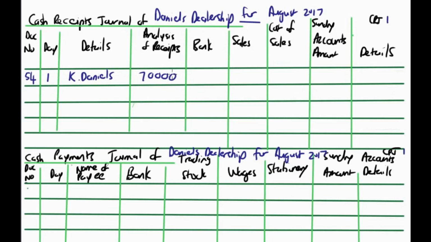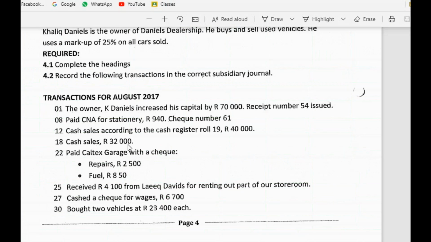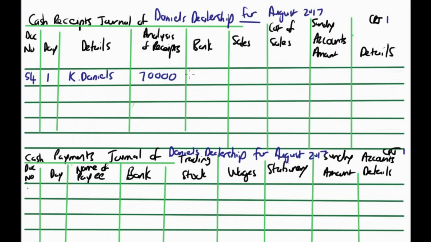Now what's important is to go have a look over there on the 1st and see, did we receive any other money on the 1st? No, we didn't receive any other money on the 1st. So all we would do is that 70,000 Rand would go into bank as well. And then by sundry accounts, we're going to put 70,000 because that wasn't a sale, remember? And then here we're going to just write down the name of the account that's involved. There would be capital.